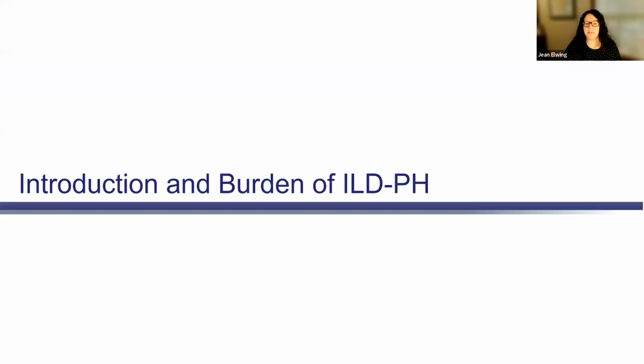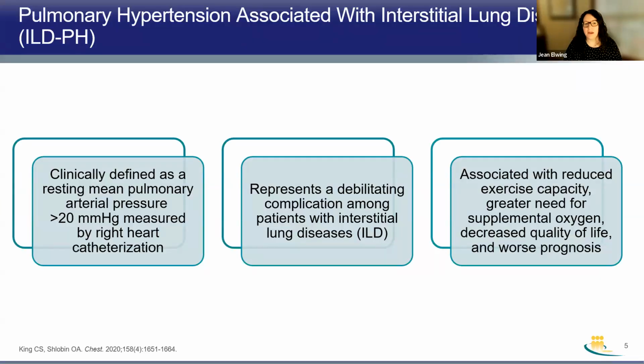So let's start by talking about the burden of this condition. This is clinically defined as resting mean pulmonary artery pressure of greater than 20 by right heart catheterization. What does that translate into? It's a debilitating complication among patients with ILD. It's associated with reduced exercise capacity, greater desaturation, poorer quality of life, and worse prognosis. So all very important things.